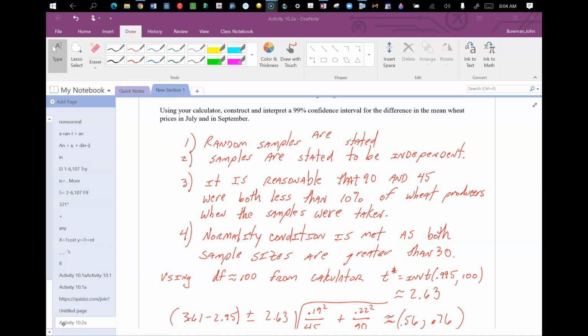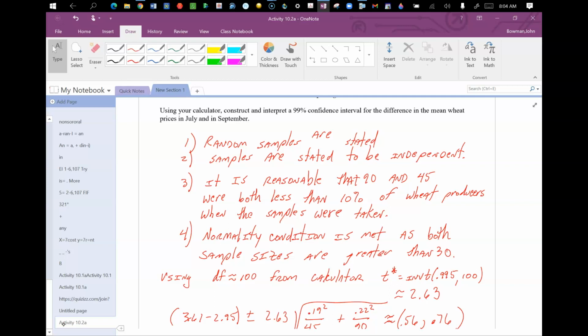All right, so the first thing I want to point out is that this problem says using your calculator, construct and interpret a 99% confidence interval for the difference in the mean wheat prices in July and in September. So I am not going to tell you, the College Board is not going to tell you, you need to check conditions unless it says explicitly no need to check conditions or assume that the conditions have been met.